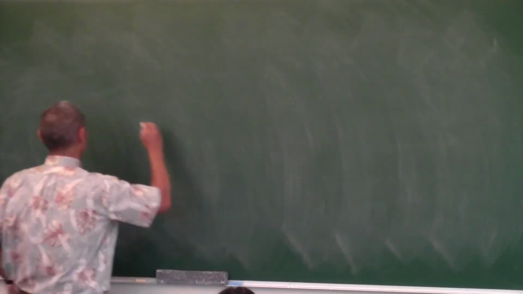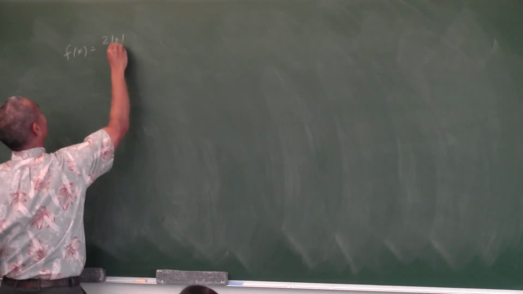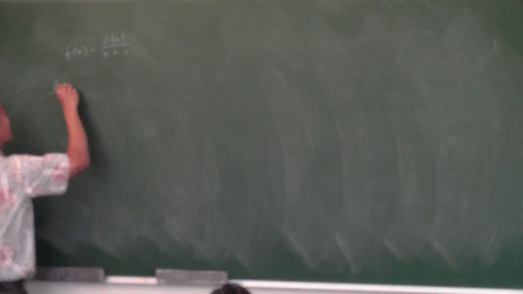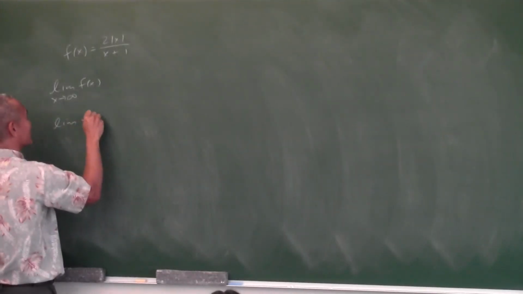What if I ask you this? Let's say you have a function with absolute value, I don't know, make up something. 2 absolute value of x over x plus 1, just make up something. What is the limit of this function as x approaches infinity? And what is the limit of this function as x approaches negative infinity?